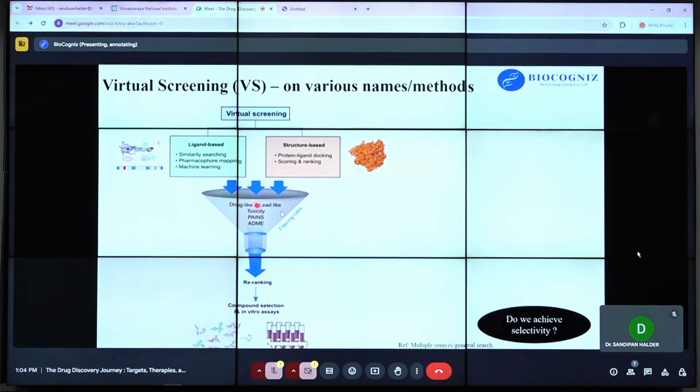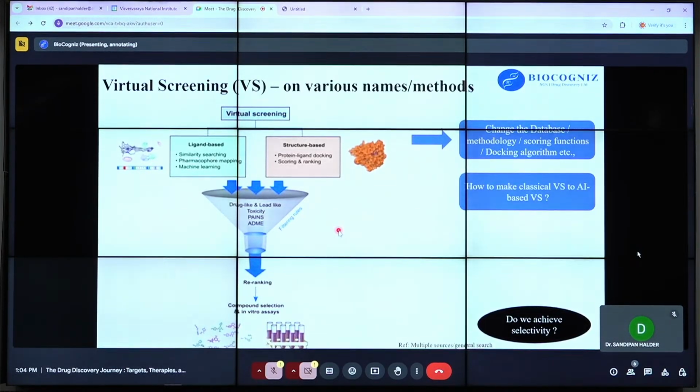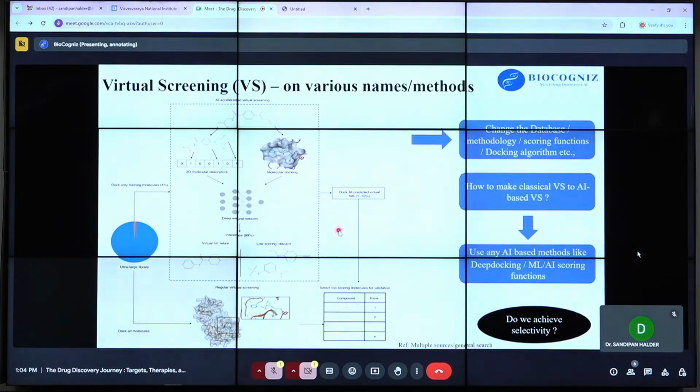Yeah, this is also another approach where we have used both ligand-based and structure-based methods, and then various physics-based scoring functions and machine learning-based approaches combined here, both CADD and AIDD, in order to narrow down the compounds. Overall, we can use various databases, methodologies, scoring functions, docking algorithms, CADD or AI, whatever. But ultimately, what we are trying to do is mainly get the minimal number of compounds. Again, the question still remains the same: can we achieve selectivity?